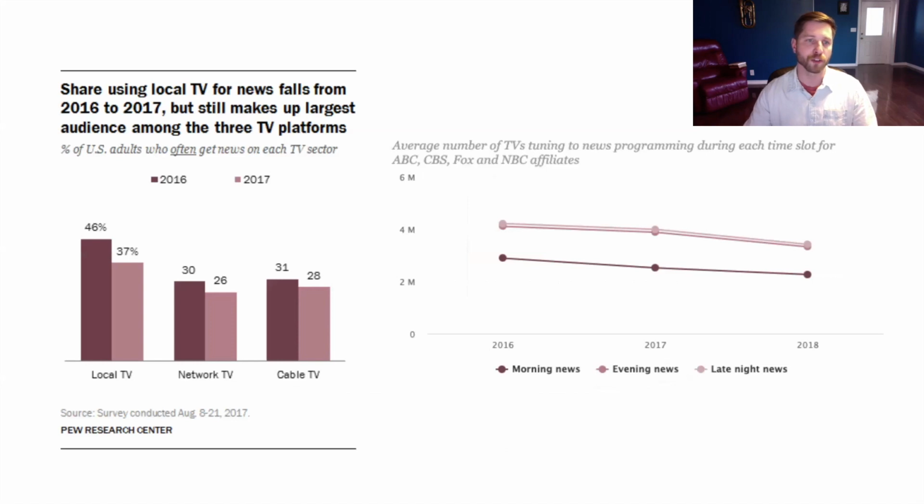But we can see some trends in this world as well. Local TV from 2016 to 2017 is decreasing. Network TV is decreasing. Cable TV is decreasing from 2016 to 2017. And then we see the average number of TVs tuning into news programming, whether it's morning news, evening news, or late news. Fewer and fewer people are tuning in at certain times to watch TV broadcasts.